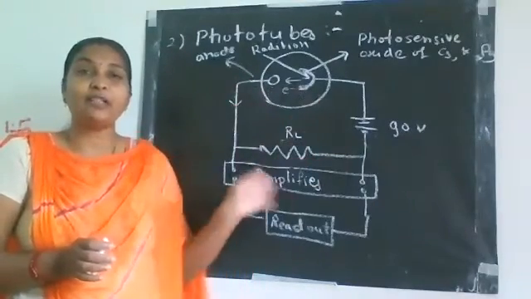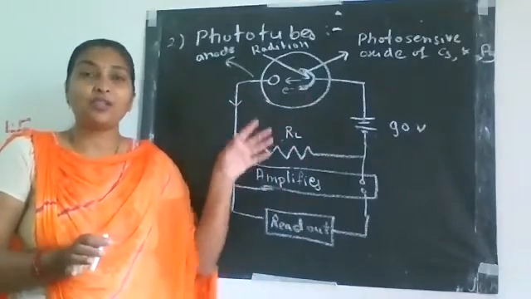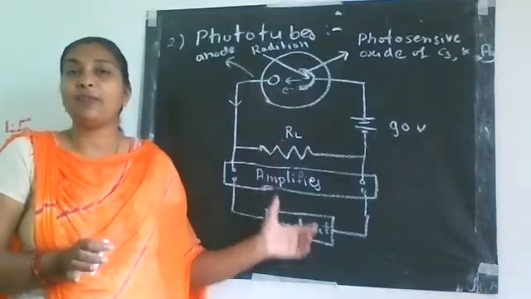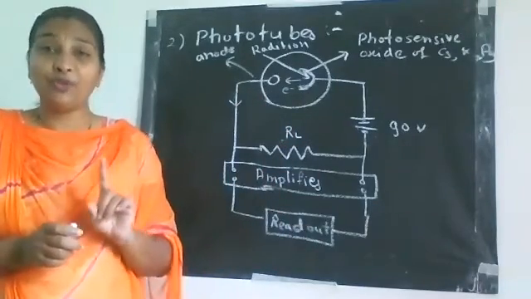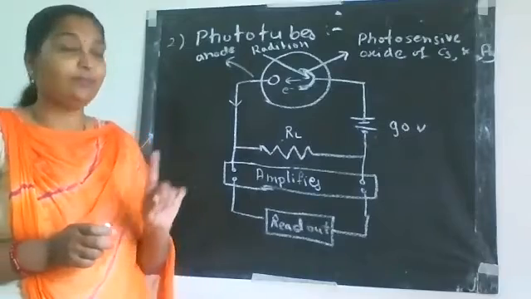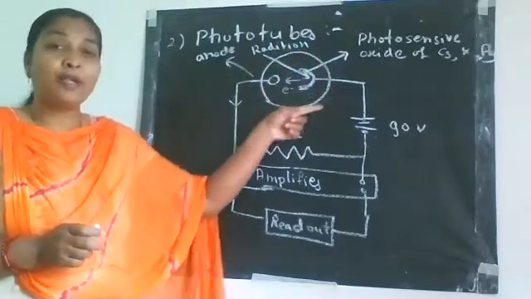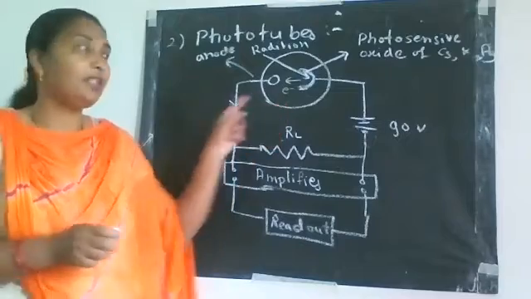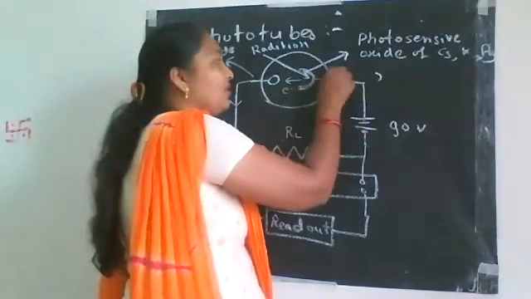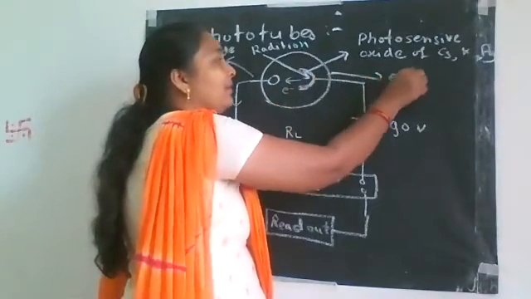If you have the diagram of the construction of the phototube, the explanation becomes very easy. So once again I am going to repeat the construction. A phototube consists of an evacuated bulb. I have not written it here, so I will write it: evacuated bulb.